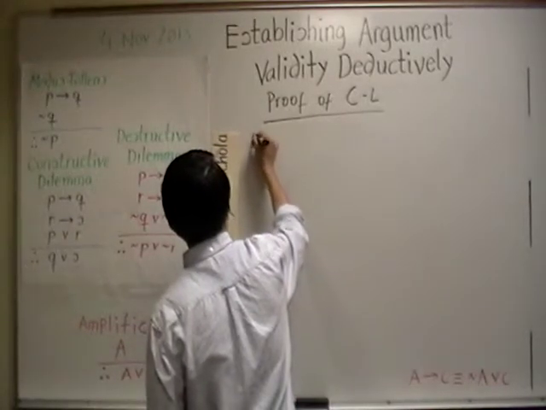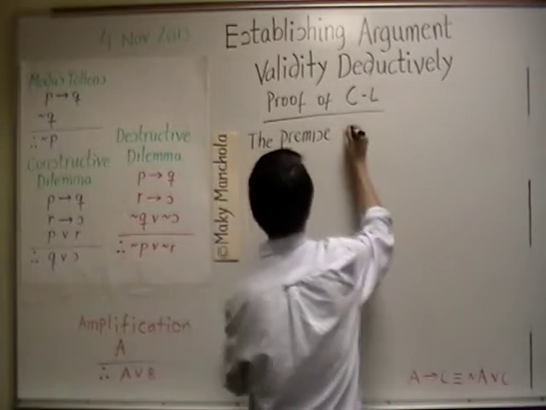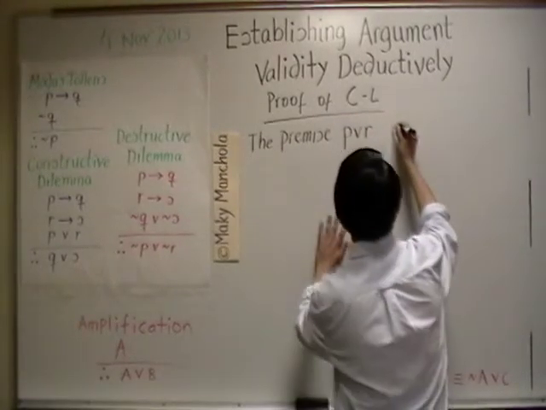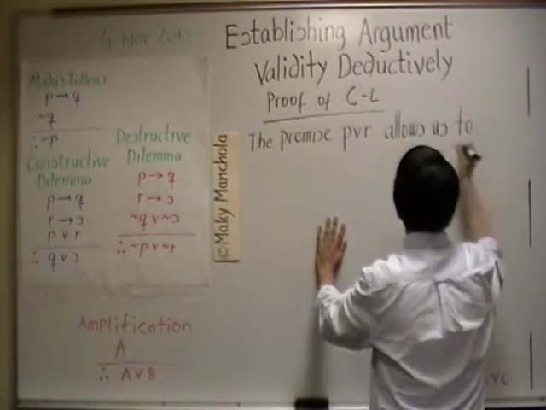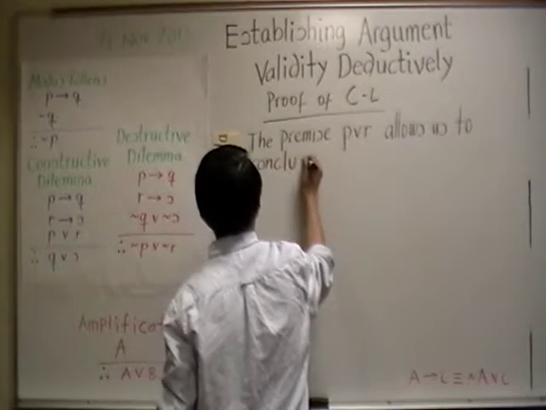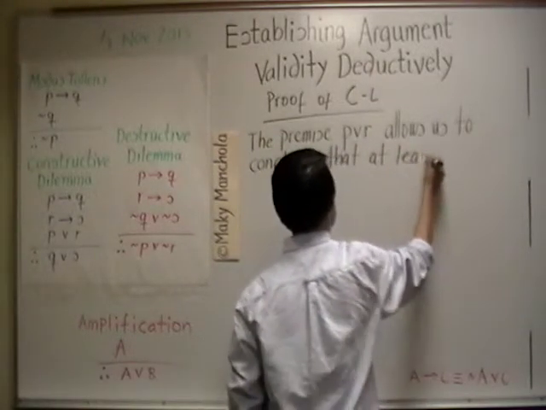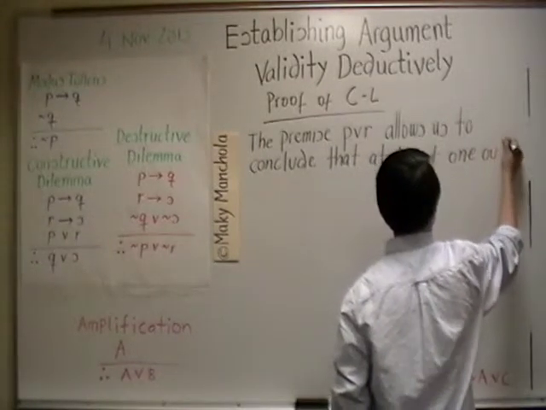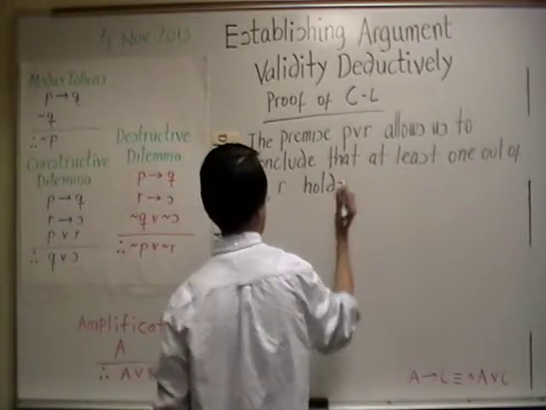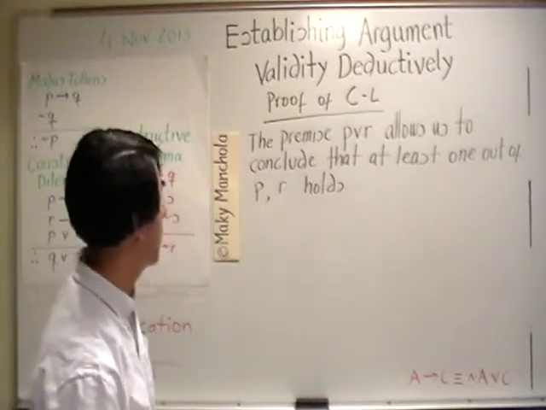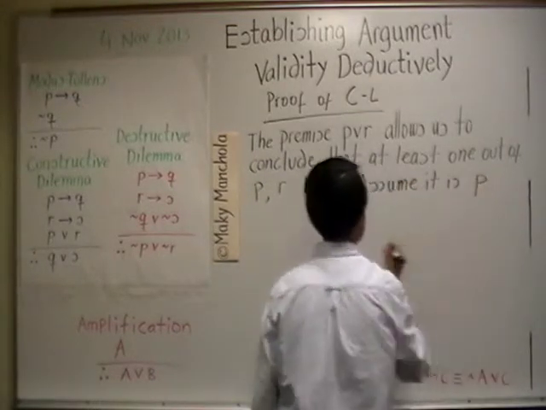So the premise P or R allows us to conclude that at least one out of P, R holds. So let's assume it is P that holds.